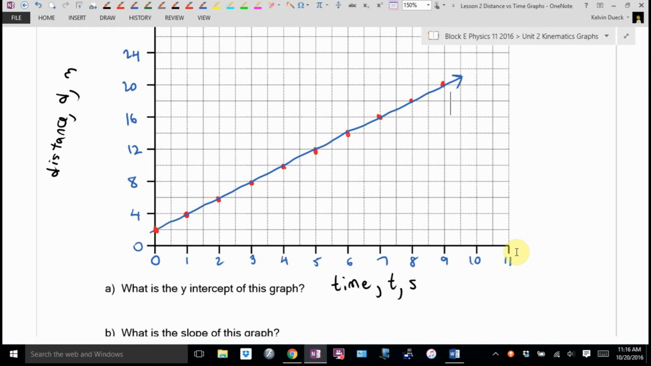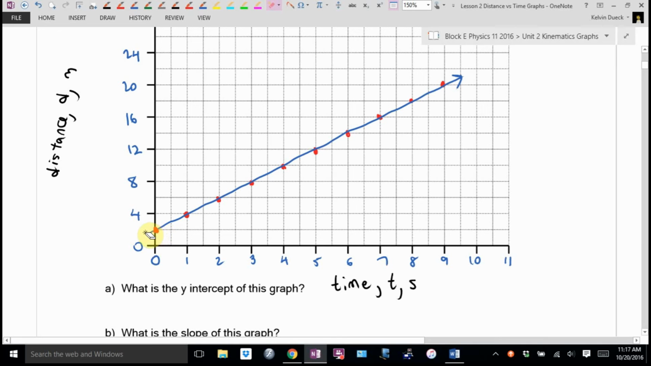Part A asks, what's the y-intercept of this graph? A lot of you are way overcomplicating this. The y-intercept is right where it crosses the y-axis, and you just read it. In this case, the y-intercept is that right there, which is what, comma, what? 0, comma 1?